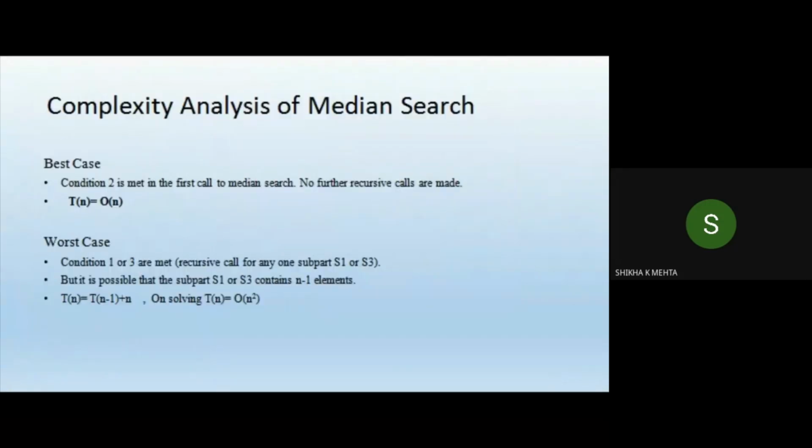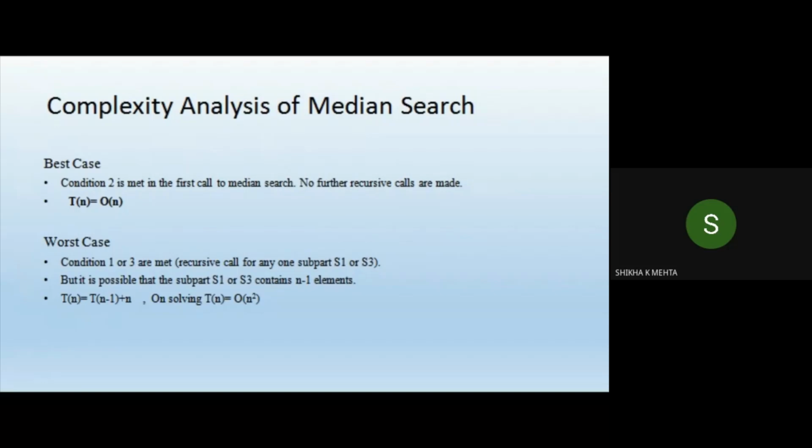So, the complexity analysis of the median search. In the best case, condition 2 is met in the first call to median search, so no further recursive calls are made. In condition 2, what does it say? The length of s1 plus s2 is greater than or equal to k. So we finally return the random number that was generated. That is the output.